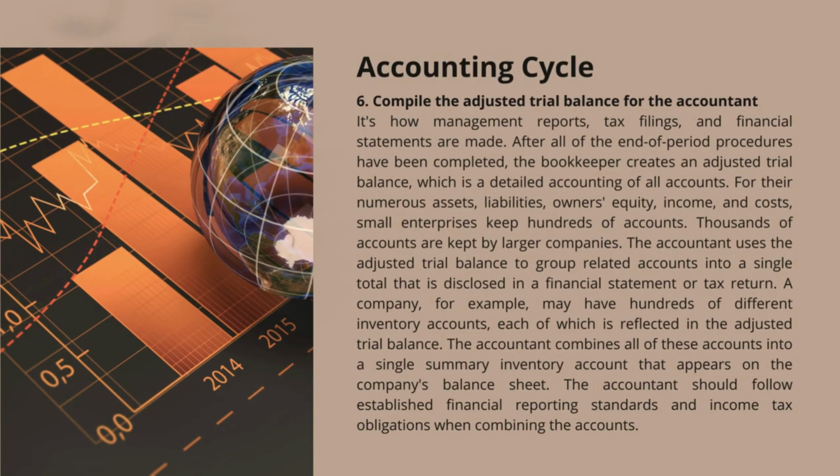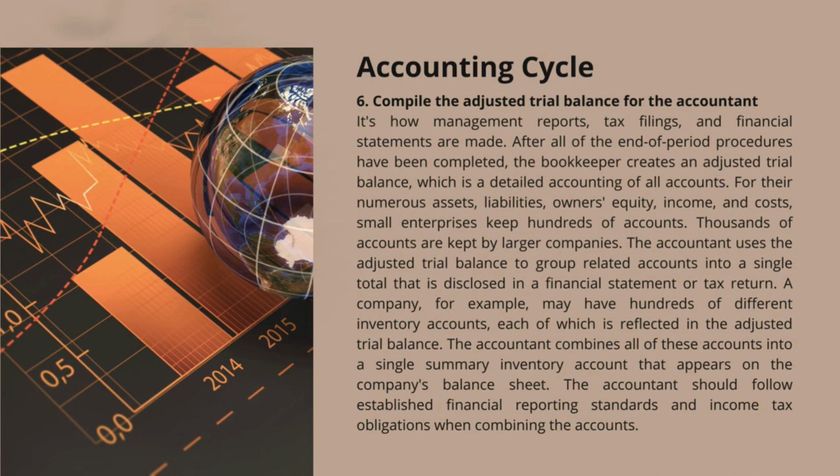Compile the adjusted trial balance for the accountant. It's how management reports, tax filings, and financial statements are made. After all of the end-of-period procedures have been completed, the bookkeeper creates an adjusted trial balance, which is a detailed accounting of all accounts. For their numerous assets, liabilities, owner's equity, income, and costs, small enterprises keep hundreds of accounts. Thousands of accounts are kept by larger companies.